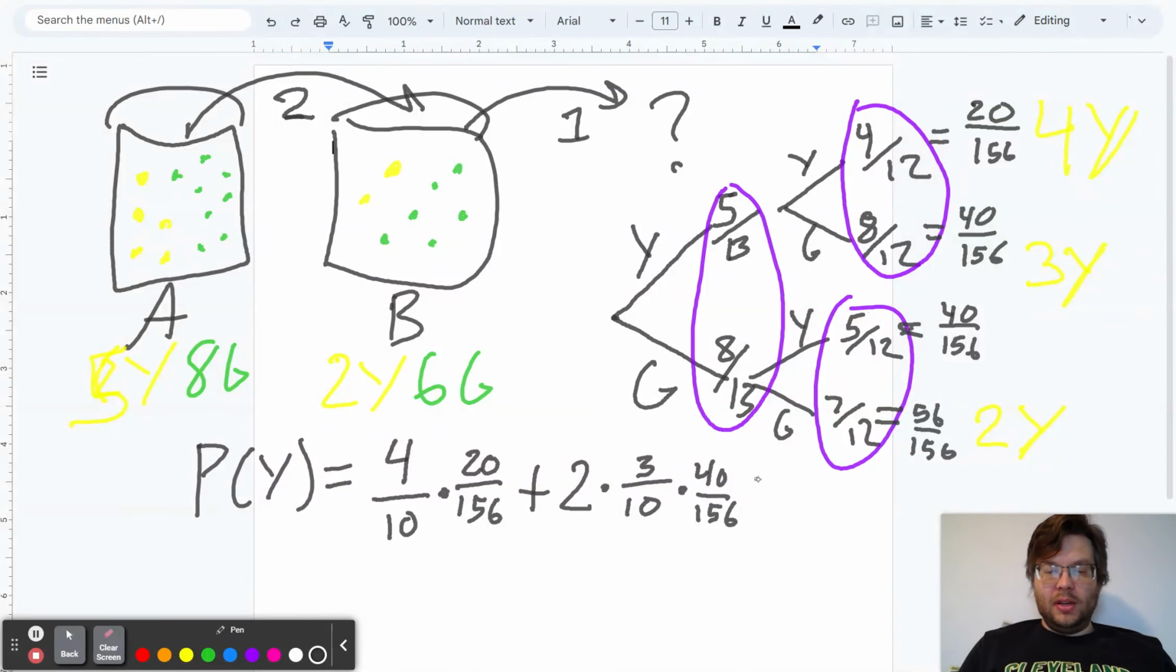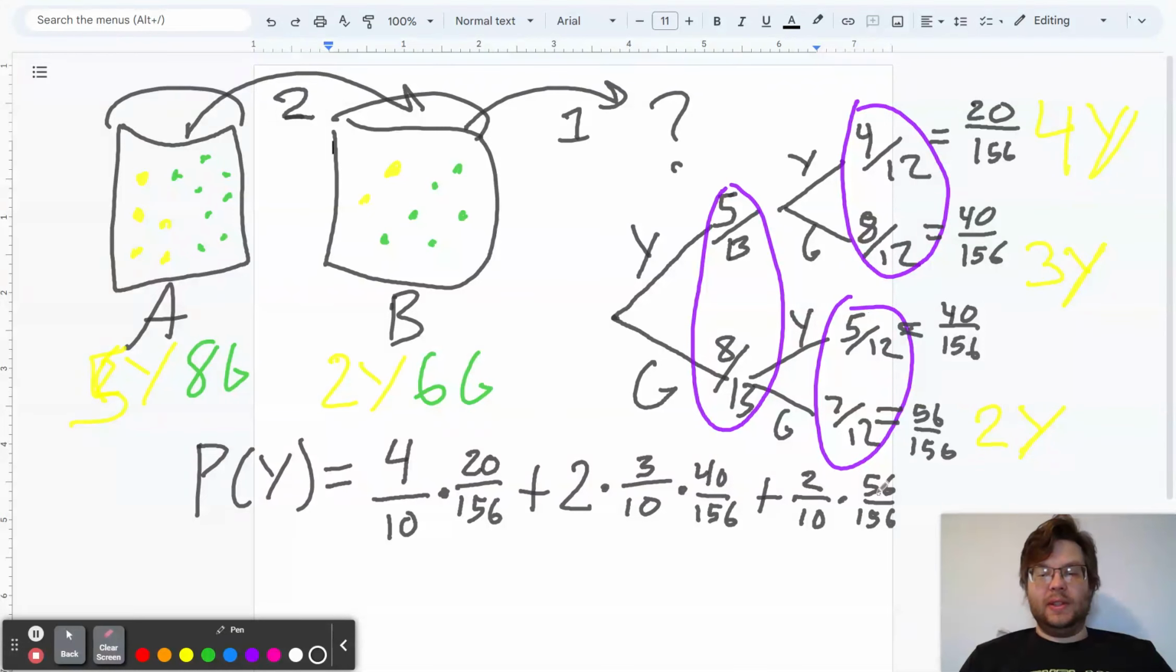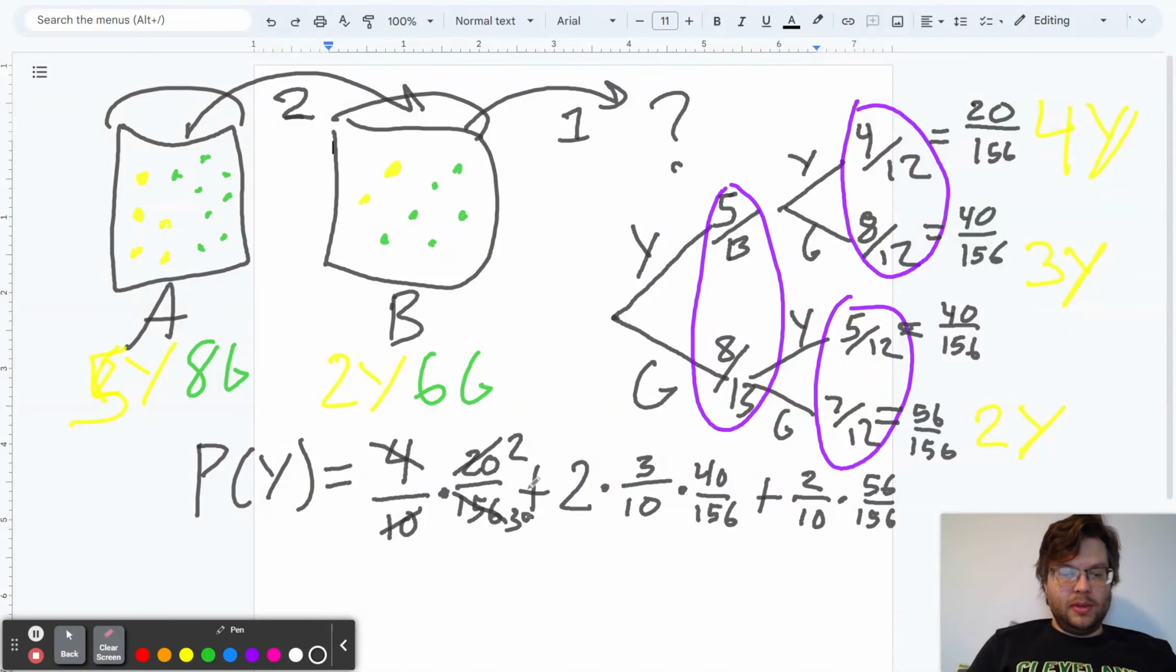And then the last one, there is a 2 yellow out of 10 chance of drawing it with a 56 out of 156 chance of occurring. So if we go through and try to simplify some things with our fractions, 4 goes into 156 39 times. Let's see, 10 in here goes 4, 2 and 156 is 78.